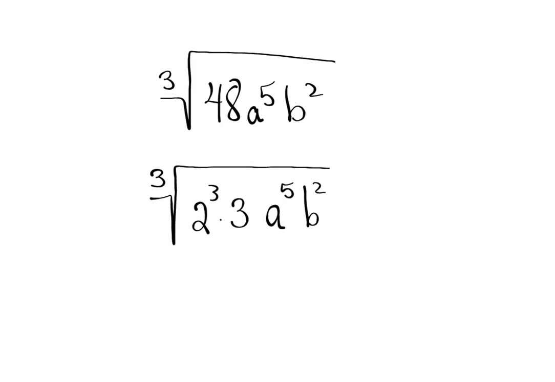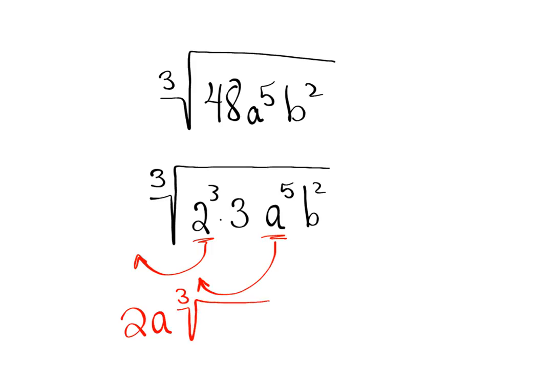Now, if I was going to simplify this, I'd say this 2 could come out. I can have an a come out and have 2 a's left over and no b's. So this simplified would be 2a times the cubed root of 3a squared b squared. Now, we're going to rewrite this into its exponential form.